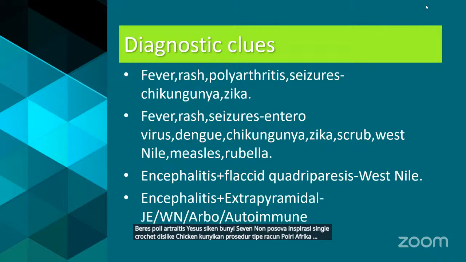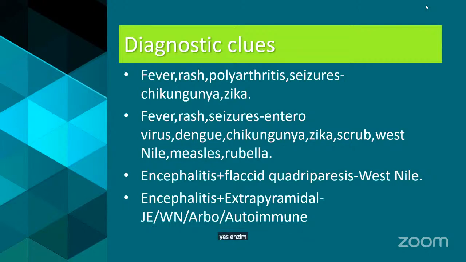Fever, rash, and seizures. So, any patient with encephalitis with rash, we need to think about enteroviral infections, dengue, chikungunya, Zika, scrub typhus, West Nile, measles, and rubella. West Nile also can present with a rash, and there the clue is going to be a flaccid paralysis. Encephalitis plus flaccid quadriparesis, think about West Nile, and here, we need to send West Nile IgM from serum as well as the CSF. Encephalitis plus extrapyramidal features, need to think about JE, need to think about West Nile, other arboviruses like dengue, and autoimmune encephalitis also.